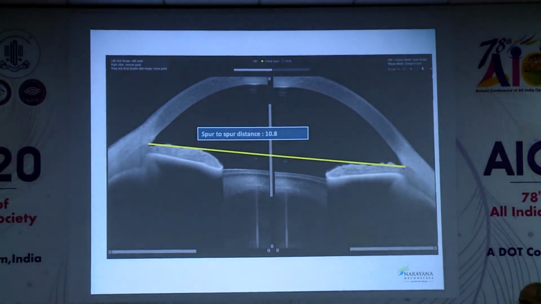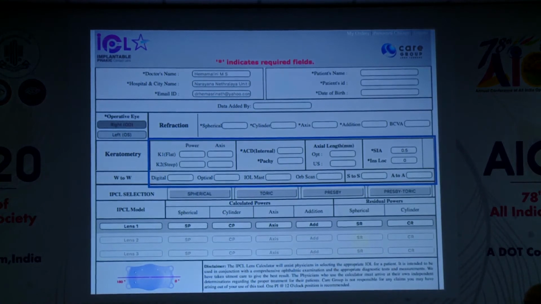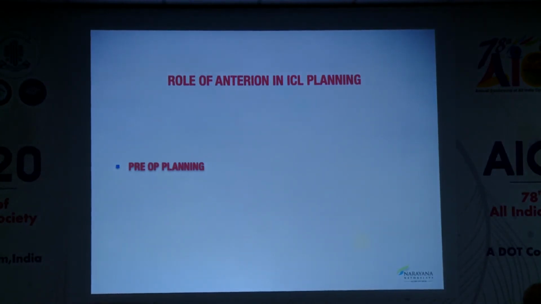Also, if you are doing an IPCL or an ICL, you need the spur to spur distance, because it helps in predicting the vault of the ICL, how much vault it will have after the surgery. That is not automated, but you can always measure it manually, and that is what you need for the IPCL calculations, by the Care Group and also by the Biotech group. Once we have all the measurements, the outcomes are more accurate. So this is what you get in the two apps, the cornea and the metrics app.